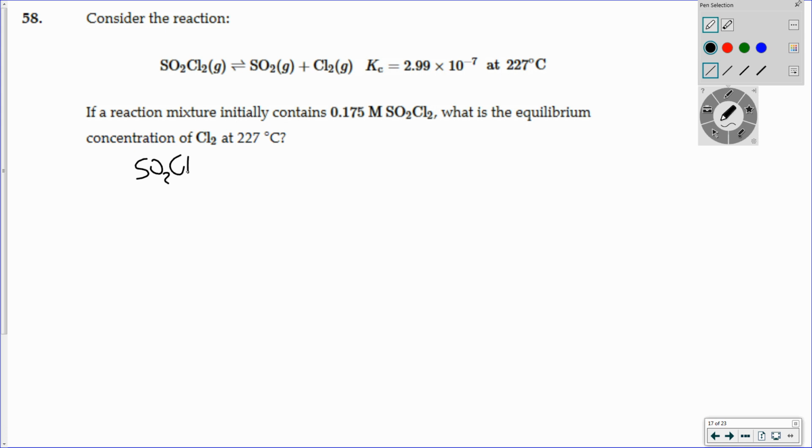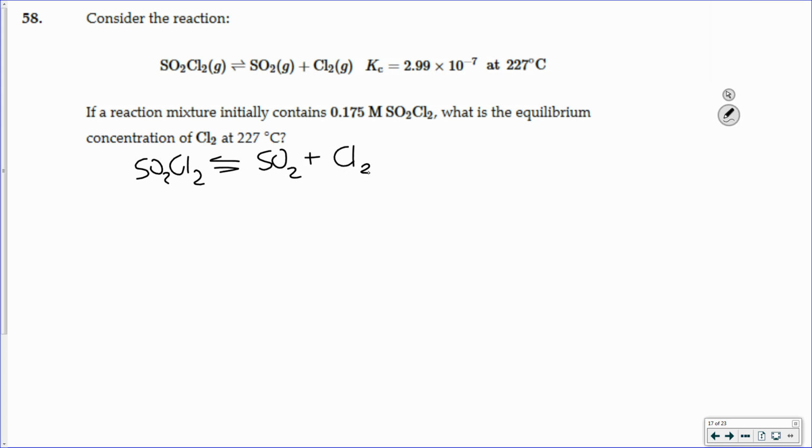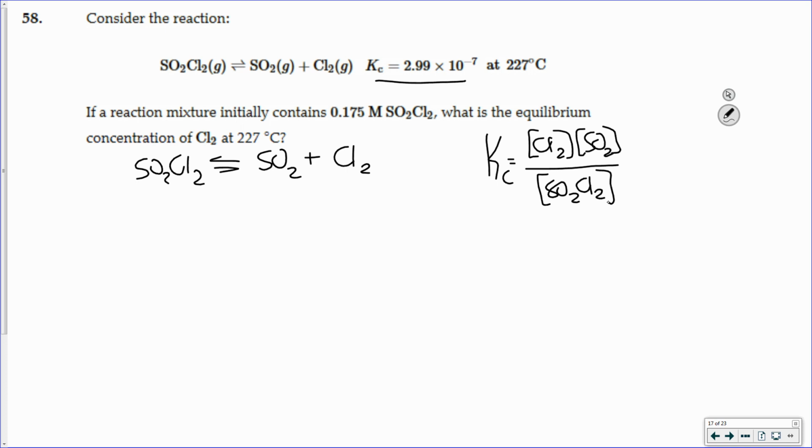SO2Cl2 decomposes to SO2 plus Cl2, and we know the value of K sub C for that. So K sub C is going to be products over reactants, and everything's a 1 stoichiometry. So maybe good, maybe bad. We want to set our ICE up.